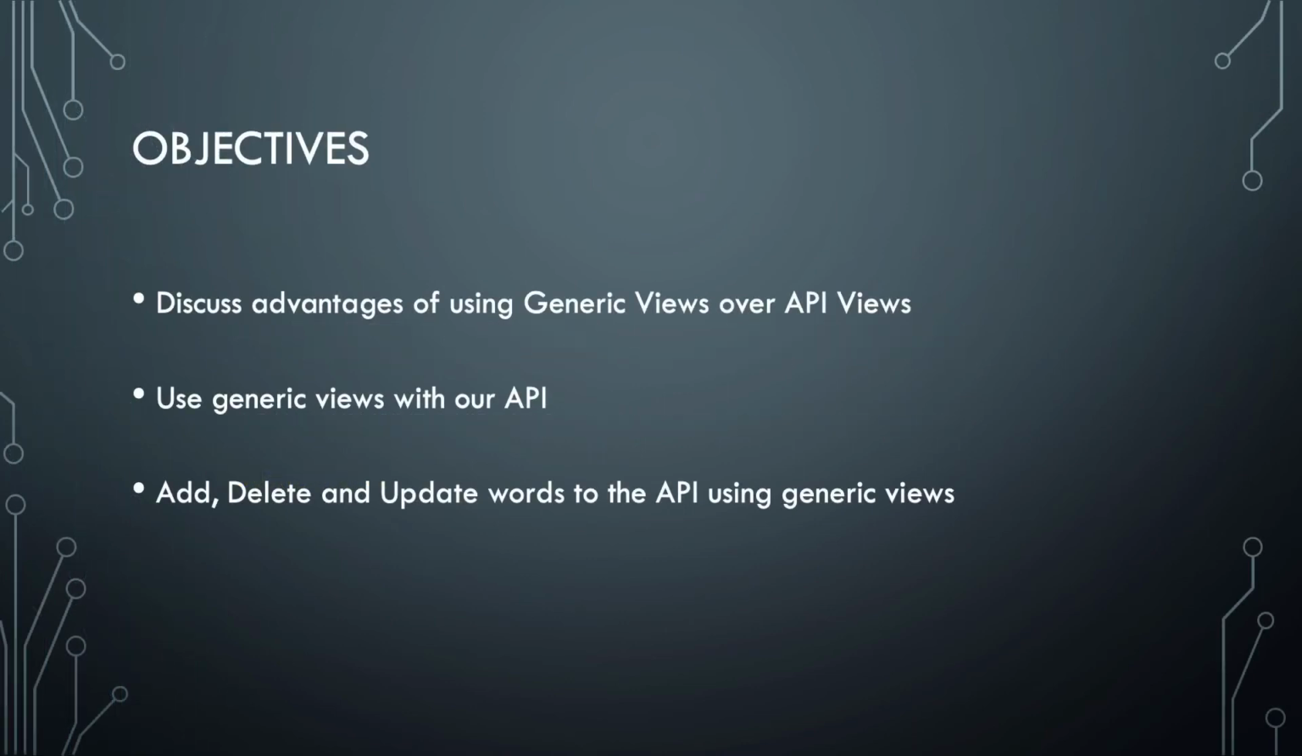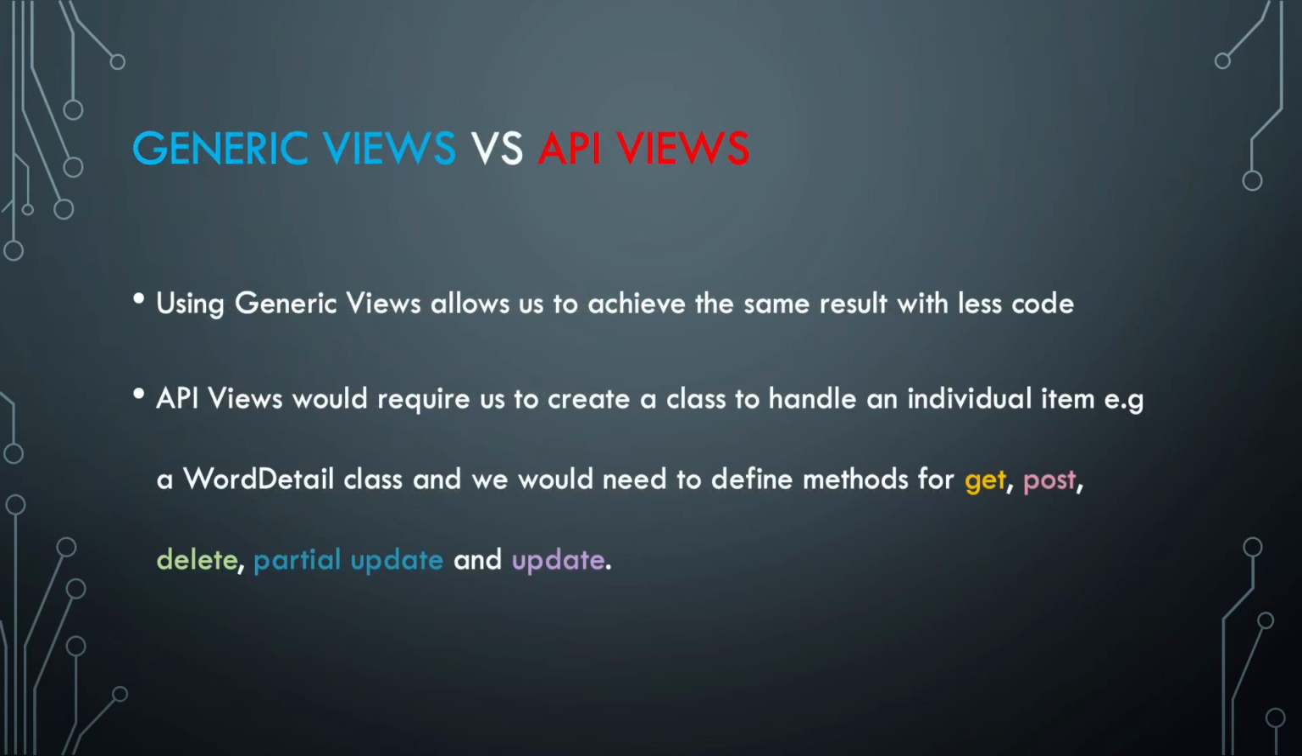In this section, we're going to discuss advantages of using generic views over API views, use generic views with our API, and add, delete, and update words to the API using generic views. Using generic views allows us to achieve the same result with less code. API views would require us to create a class to handle an individual item.